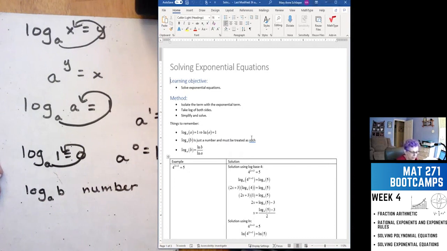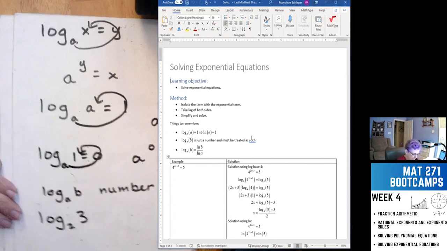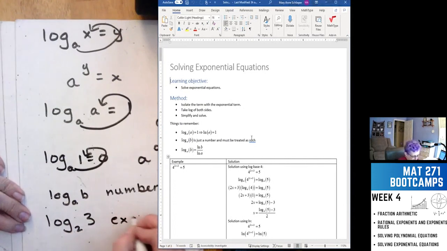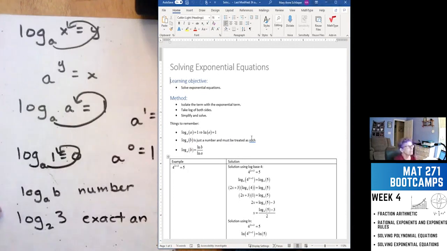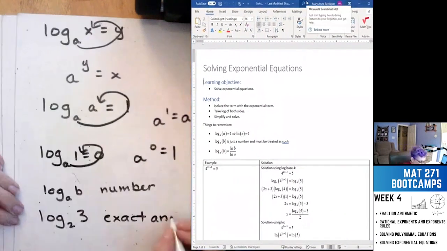If you plug it in your calculator, if A's and B's are constant, you just get a number out. It's a long number with lots of decimal places after it. But for example, log base 2 of 3 would be an exact answer that would make WebAssign happy if you were asked for an exact answer.